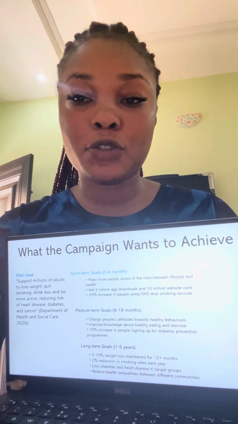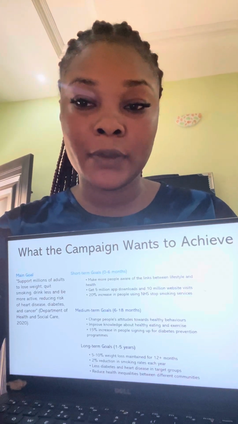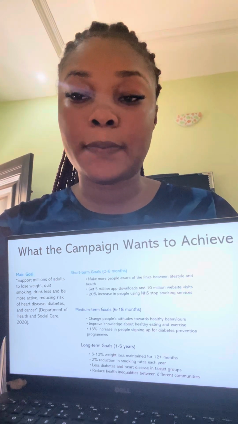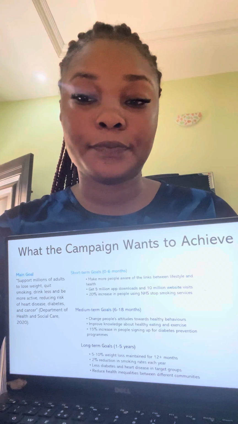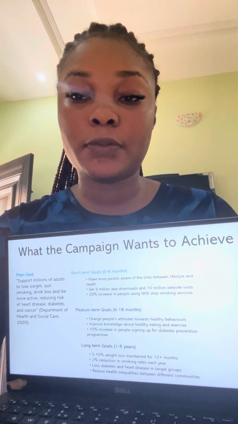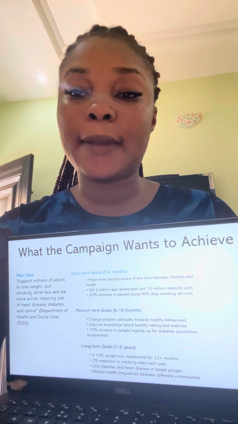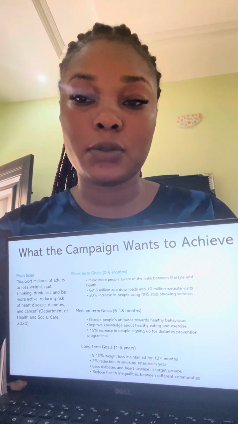How the campaign actually works. Digital method: trackers, NHS weight loss plan app with a 12 weeks program, Couch to 5K running app for beginners, online BMI calculator and alcohol tools.